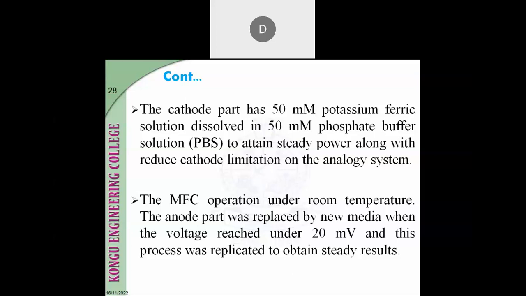Of course, here this is about the procedure, what is actually happening in the procedures. Normally the potassium ferricyanide and the buffer solutions are used to attain the steady power, and of course we have conducted this at room temperature. As I told, the experiments were repeated until it reached the 20 micron level, and it took almost 15 to 20 days. After that this should be replaced with a new one, and again it should get operated.